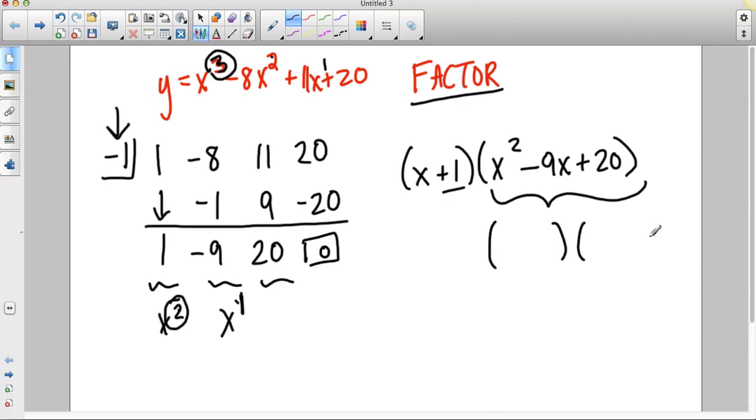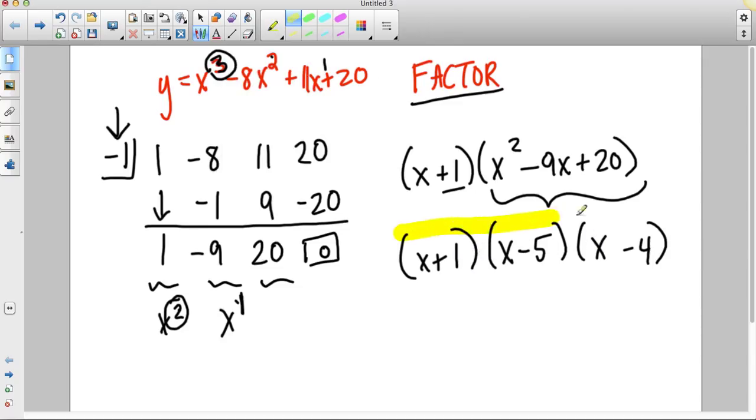I can have one, but having one makes it a possibility to factor. Because if that thing won't factor, then I'm done. Will this one factor? Yes. To be what? X, and then... So what's my answer? X plus 1, x minus 5, x minus 4. That's my answer right here. Who has questions?